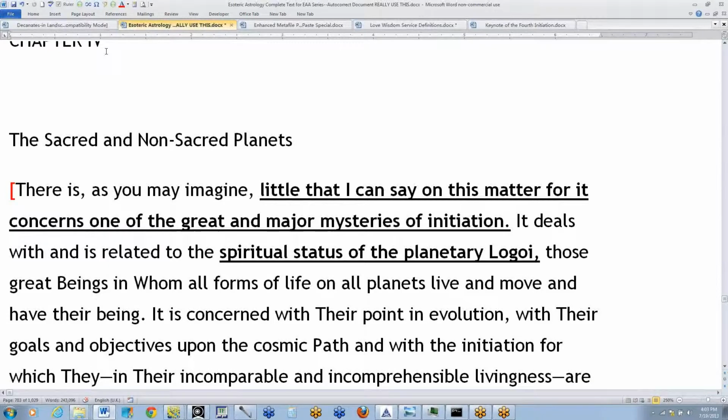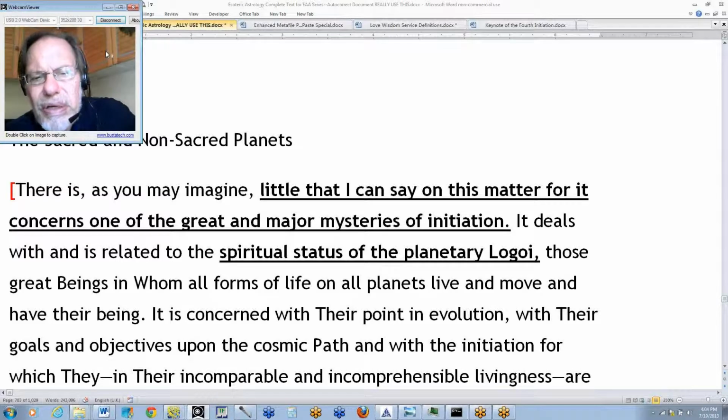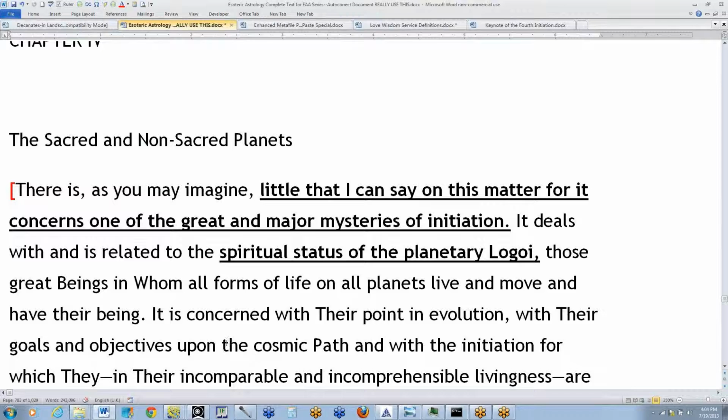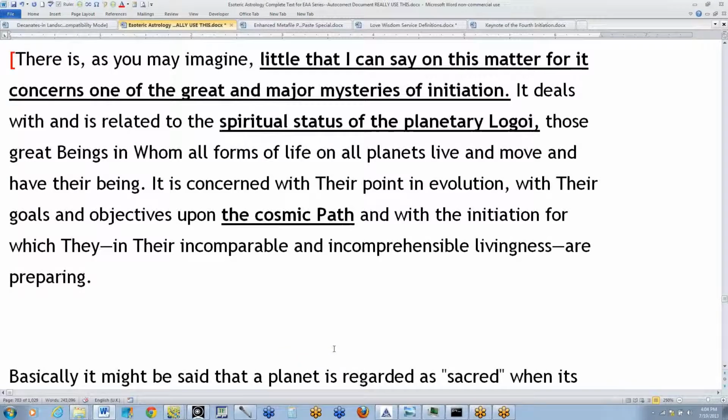So spiritual status is not necessarily the same as spiritual unfoldment. As I've often explained, an individual who is of no especial status on the spiritual path may be 70 or 80 years old, whereas an individual of very high spiritual status may only be 10 years old. The 10 years or the 80 years speaks of the degree of unfoldment in their life cycle and not of their spiritual status. That has to be determined in another way. It is concerned with their point of evolution, with their goals and objectives upon the cosmic path, and with the initiation for which they, in their incomparable and incomprehensible livingness, are prepared.